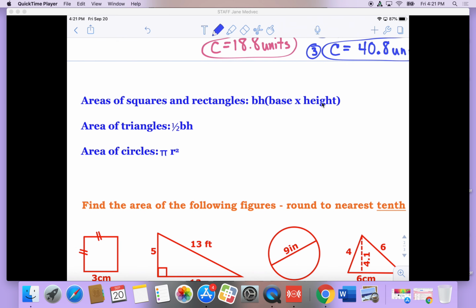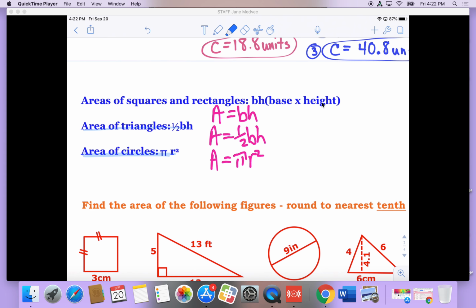Areas of squares and rectangles. Areas of squares and rectangles are base times height. And so a lot of times, you'll have area equals BH. That's the formula that you're going to see. For the area of a triangle, it is 1/2 base times height. So you will see area equals 1/2 BH. And the area of a circle, A equals pi r squared. So if you're kind of wondering what this means over on the side, I did it in more of a formula form.